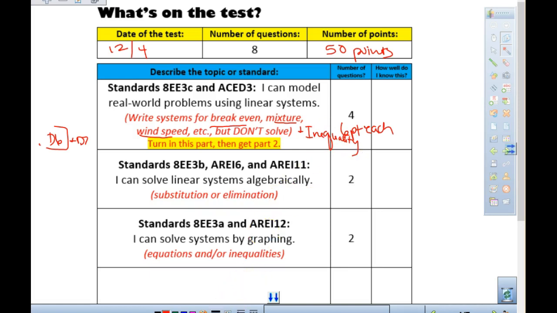Okay, so when I am thinking about the 4 types of questions that I am seeing, you're going to have a break-even. When you do break-even, what do you have to start with? Expenses and your profit, right?